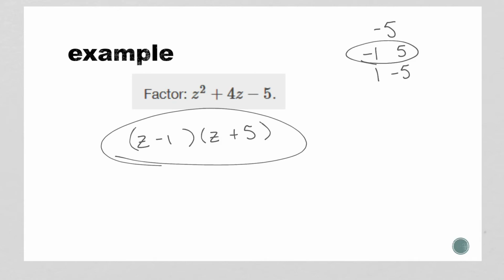By the way, can you check your work? Yeah, totally. You can distribute. Z times z is, here, I'll do that in red, z squared. Z times 5 is positive 5z. -1 times z is -1z, or you can just leave off that 1. And then -1 times +5 is negative 5. There we go. Now combine your like terms.